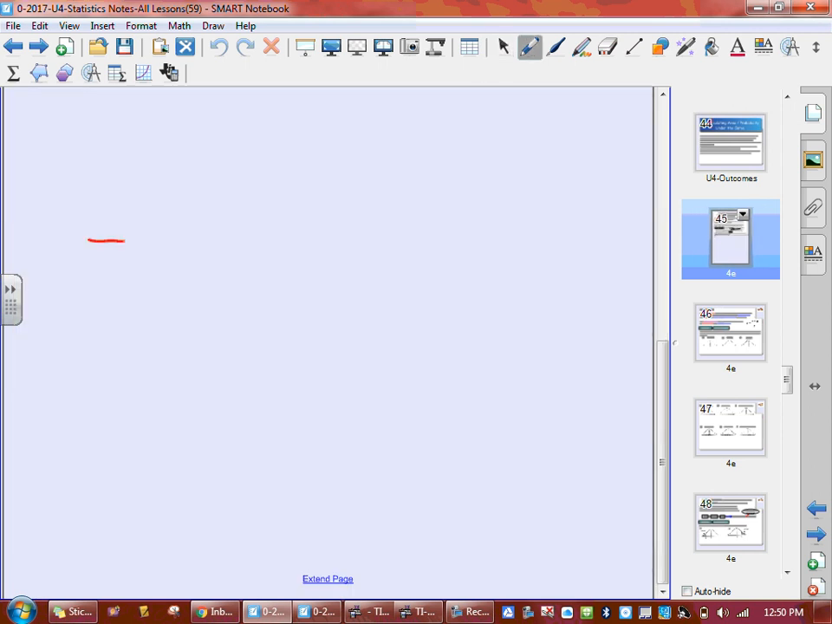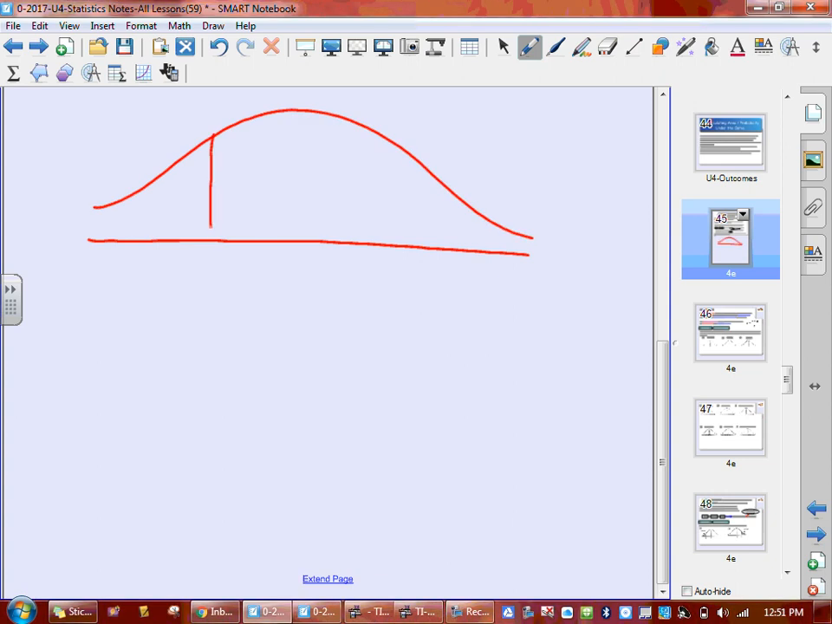So we're talking about our basic bell curve. Just for a review, how much information is between negative 1 and positive 1? Hands up, please. Good, 68.3% between negative 1 and positive 1.